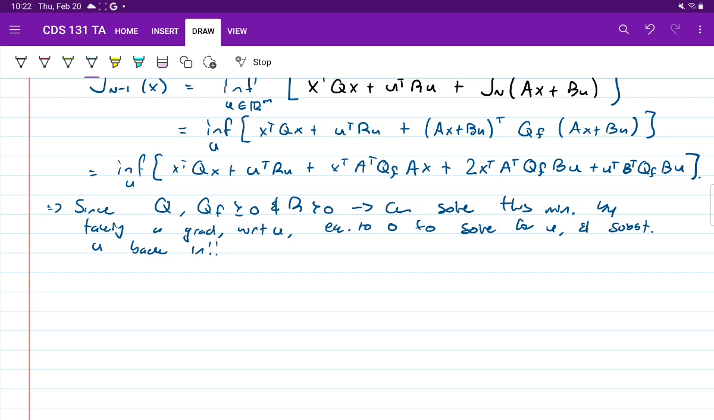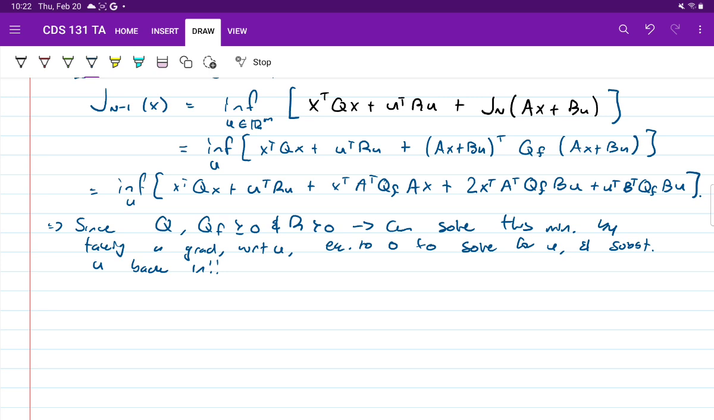First, when I take this gradient, all the terms that don't have u are just going to drop out to 0. So I want to evaluate the gradient with respect to u of all the remaining terms that have u involved. I'll jump directly to that. The gradient with respect to u of u transpose Ru, I'm deleting x transpose Qx because u doesn't show up, and I can delete the second term because u doesn't show up, plus 2x transpose A transpose Q_f B u, finally plus this last term, u transpose B transpose Q_f B u.